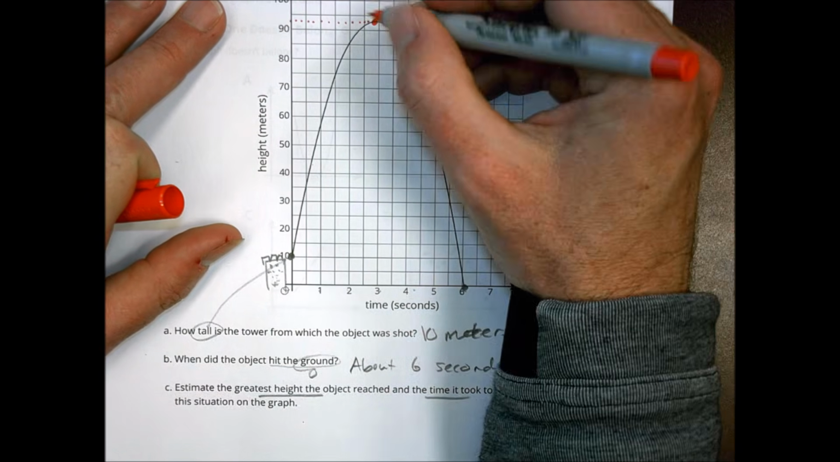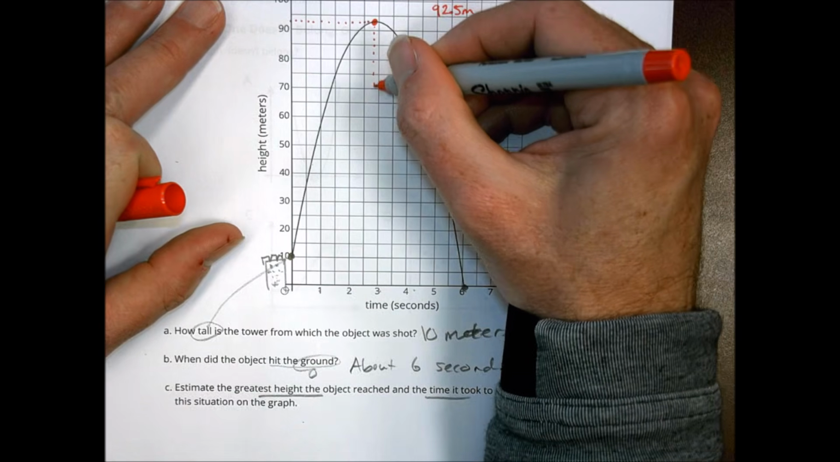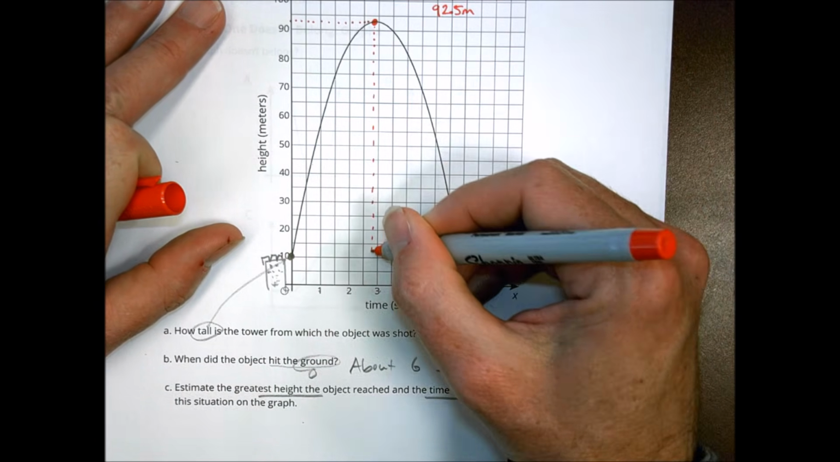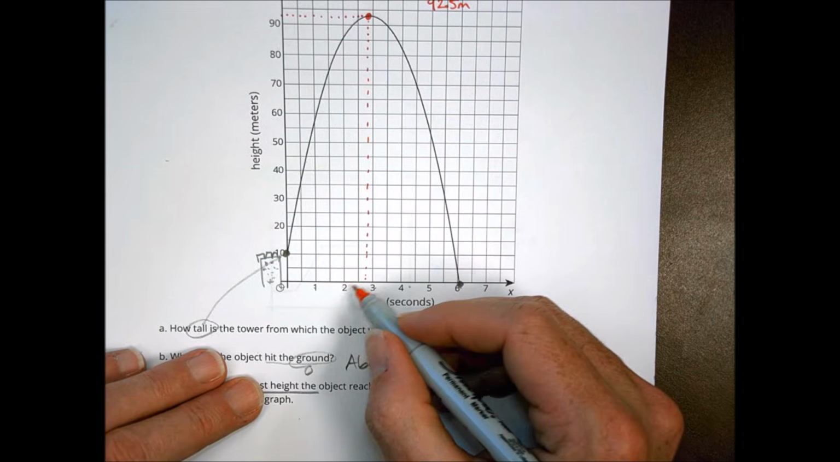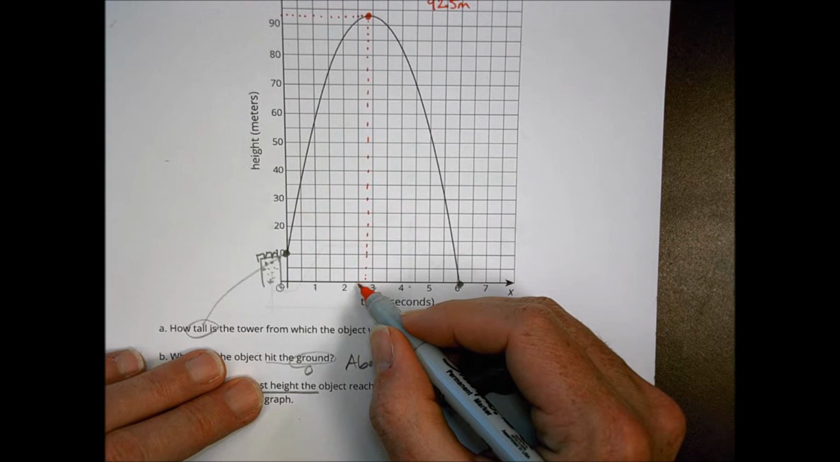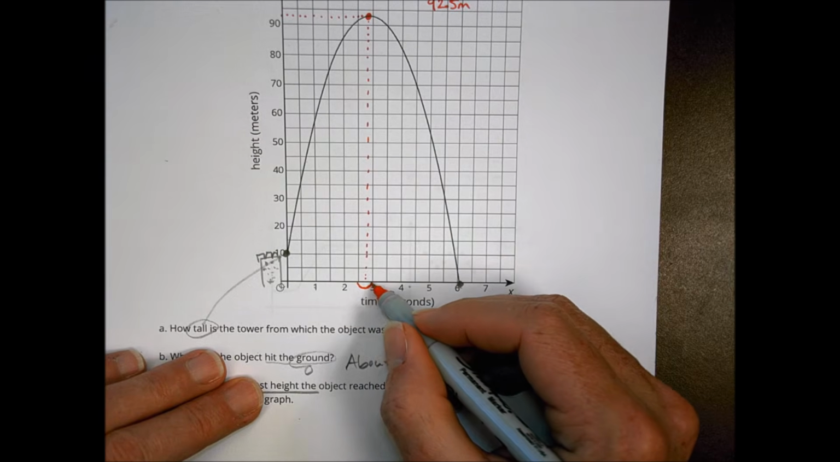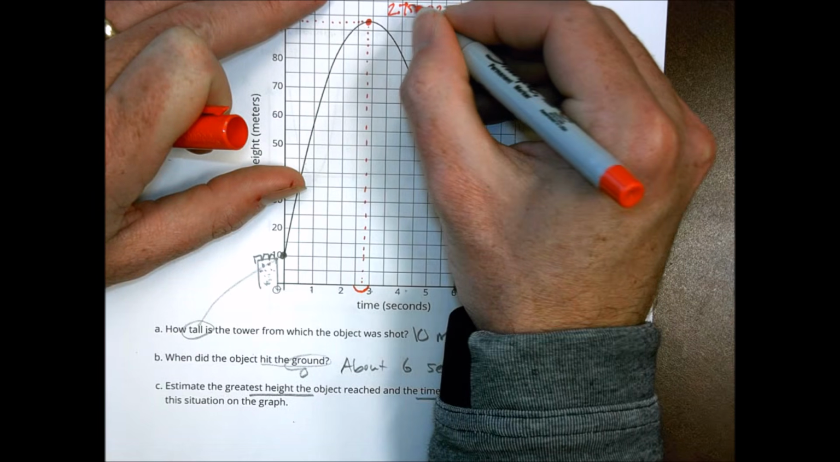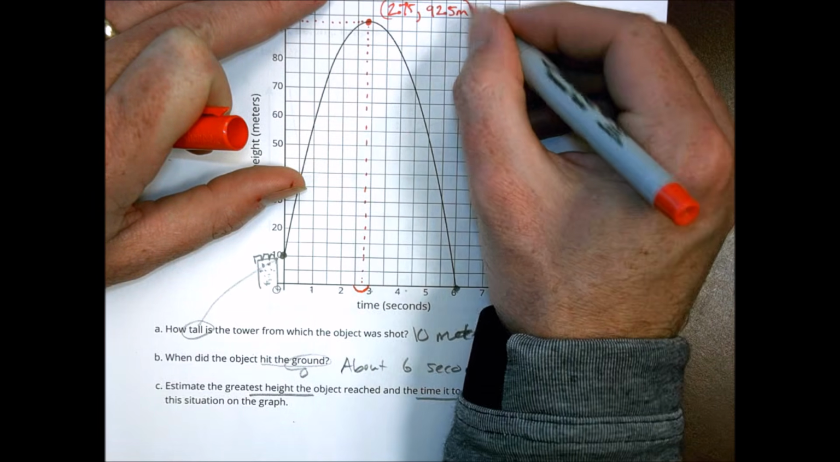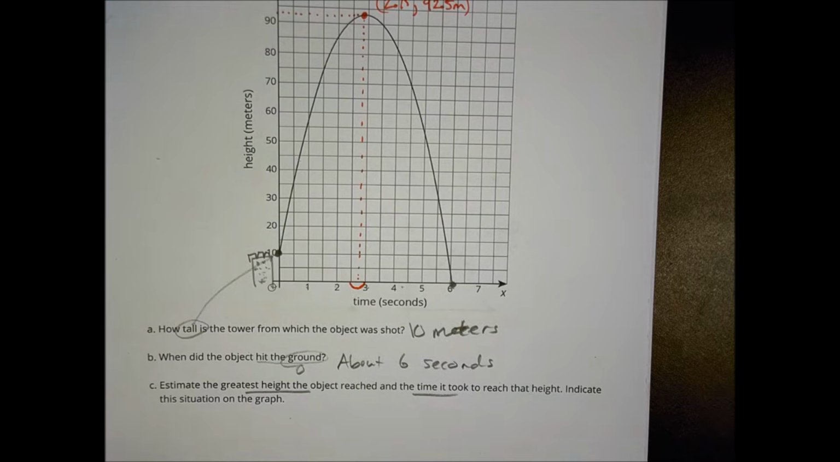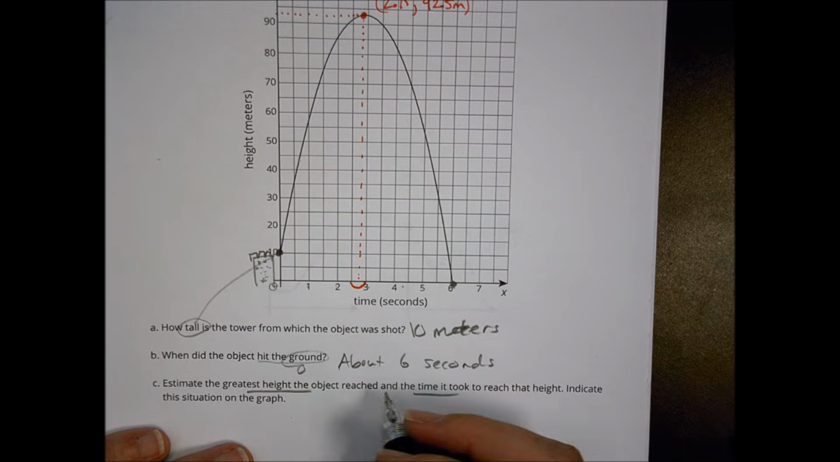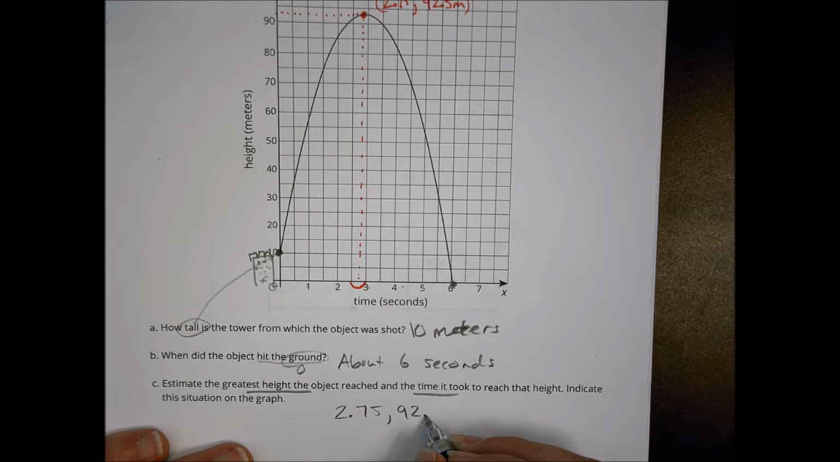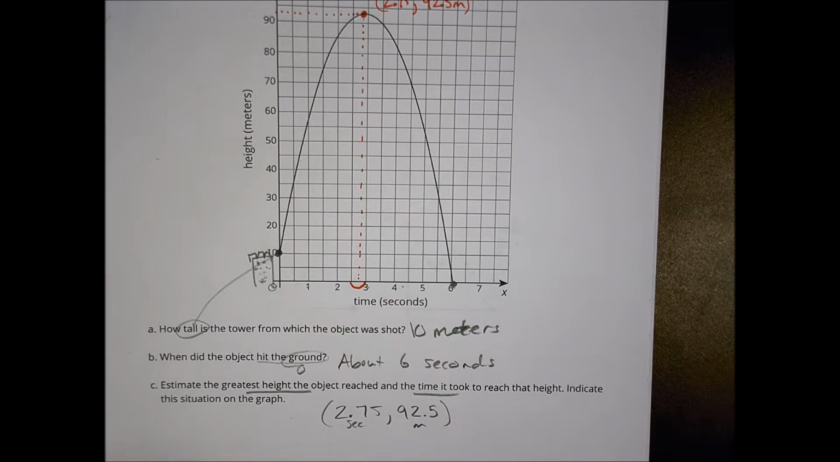And when did that happen? Again, we come down this way and look for our time, or our x value, and we can see it's about, this is 2 seconds, 3 seconds, this is 2.5. So we're between 2.5 and 3, so maybe here at about 2.75 seconds is about when that reached the height. So in about 2.75 seconds, it reached its greatest height, which was 92.5 meters. That's seconds, that's meters, and that's how you would write that down there.